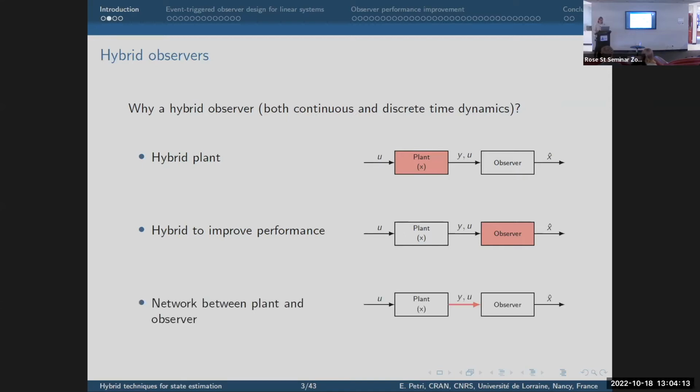And the third category is when the system and the observer are not collocated in the same place, and therefore there is a network in between them and the data are transmitted over the network. For this reason, it makes sense to describe the observer using hybrid techniques.